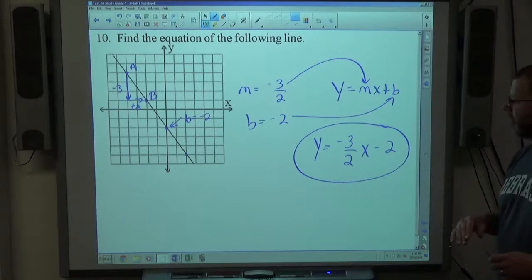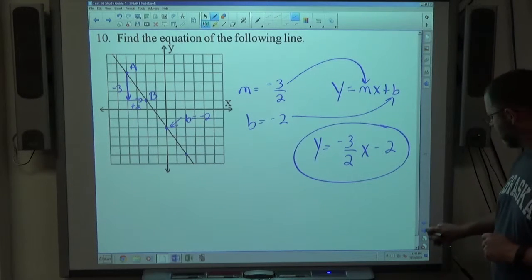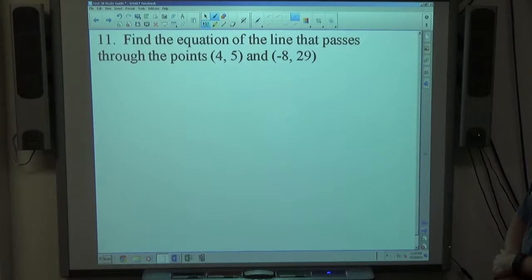I do count it wrong and I feel bad, but it is the correct answer with the x. Without it, it's wrong. Number 11, find the equation of the line that passes through these points.